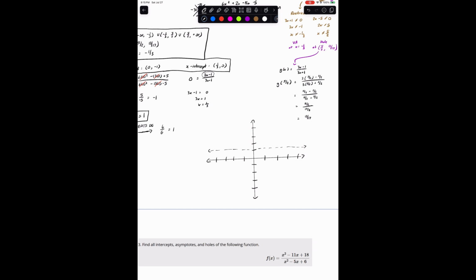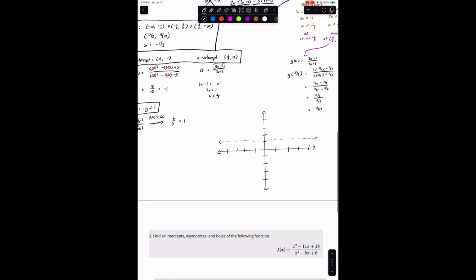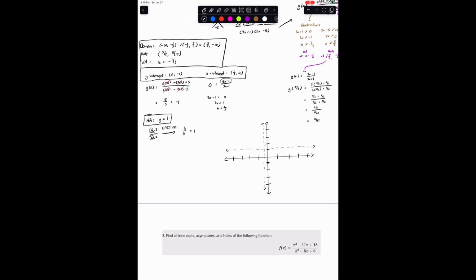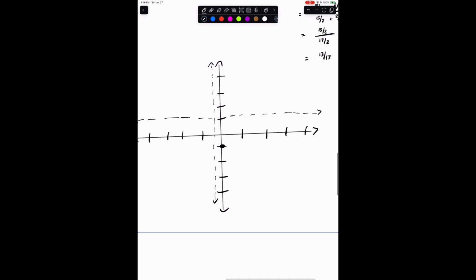Okay. My vertical asymptote is at negative 1/3, so it's somewhere around right here. I'm just eyeballing it, I'm not really going for perfection. Okay, our y-intercept is at (0, -1), so it's right here. Our x-intercept is at (1/3, 0), so right around here. And we have a hole at (5/2, 13/17).